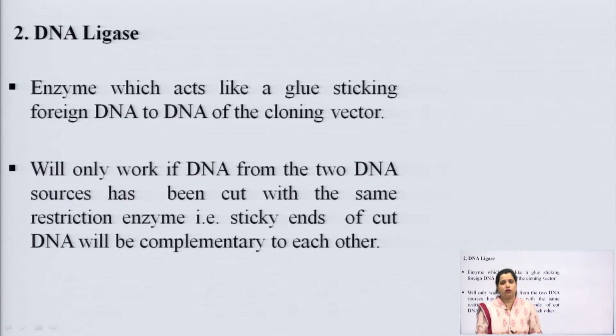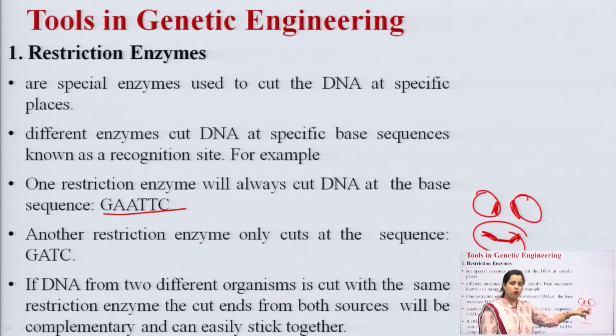Next is DNA ligase. Here we have cut the site from the required variant, and now how can we join that particular site together? Using DNA ligase enzyme, which acts like a glue, sticking foreign DNA to the DNA of the cloning vector, right. It will only work if DNA from the two sources has been cut with the same restriction enzyme. As I have just told you, if we are cutting two sites from different variants using the same restriction enzymes, they have complementary ends, right. So, they can be easily stuck together using DNA ligase.